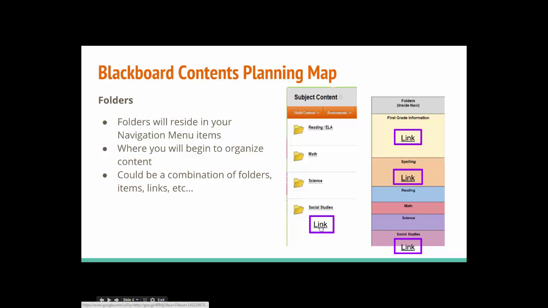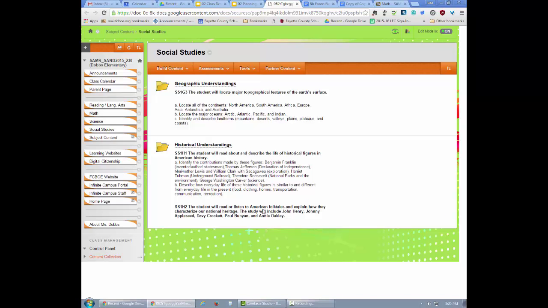I want to show you a link inside my Social Studies folder as to what resides in that folder. When we click the link, you see my Social Studies folder, and inside that content area, I have 2 folders. One for geographic understandings, with my standards listed as well, and historical understandings with my standards list. If you wanted, you could make another folder in here and list your standards in there. Once I open this folder, I will have all of my items listed.